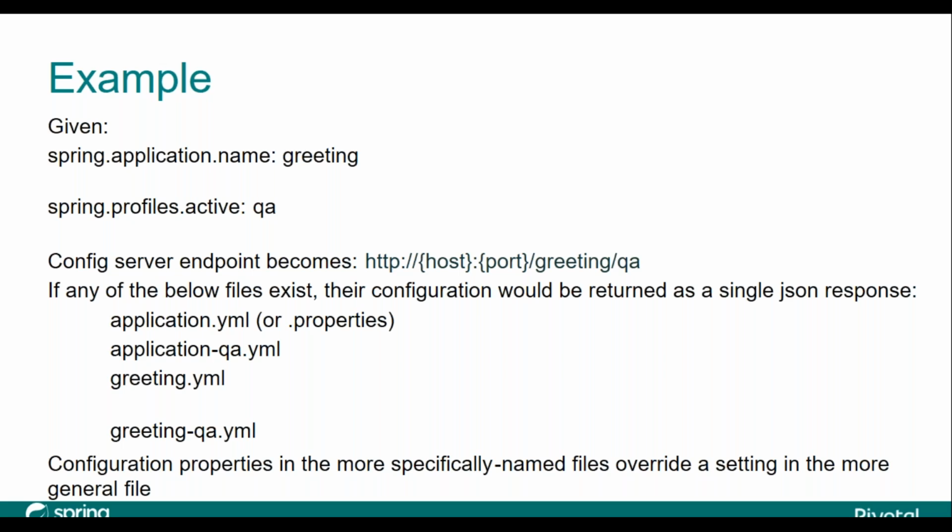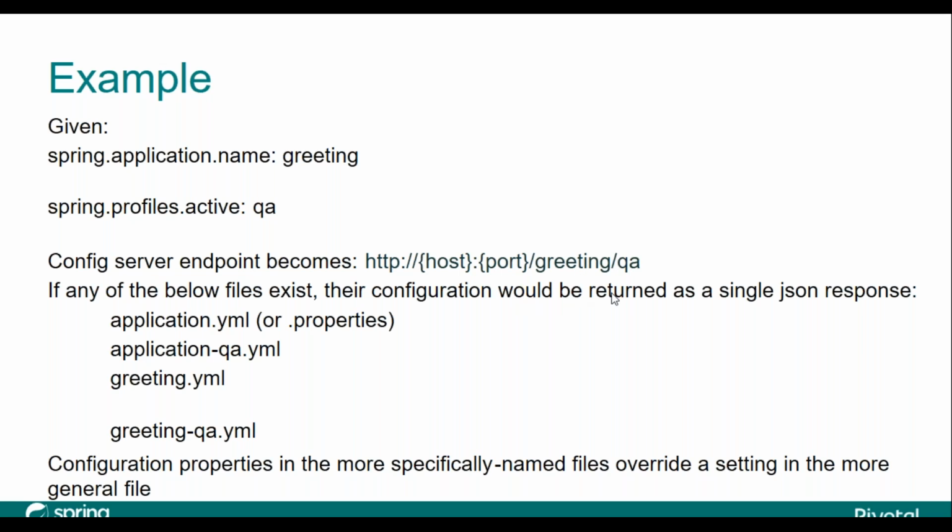Now, in my config server, what would be the endpoint? It becomes HTTP followed by host colon port number. For example, if you're running on localhost, it would be localhost colon 8080 slash. For config server, there is a default port number, which would be 8888. Slash greeting slash QA.